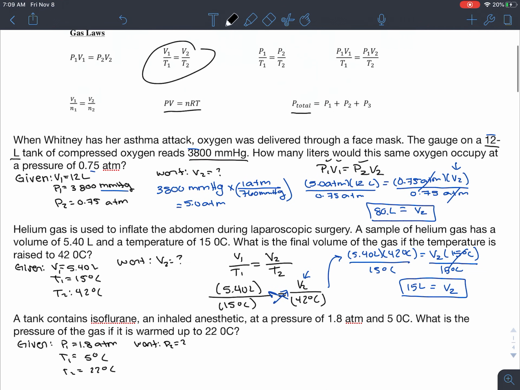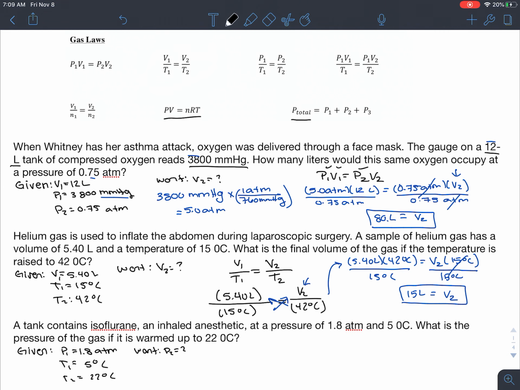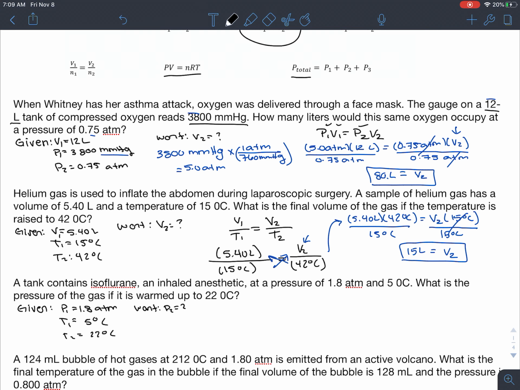And the second temperature is 22 degrees Celsius. So now I have pressure, pressure, and temperature, so I'm going to use Gay-Lussac's law. P1 over T1 is equal to P2 over T2. So this time, let's first rearrange the equation. We want this variable. So just like before, you cross multiply. P1 T2 is equal to P2 T1. And then, since you want to solve for P2, you divide both sides by T1. And your new equation would be P2 is equal to P1 T2 over T1.